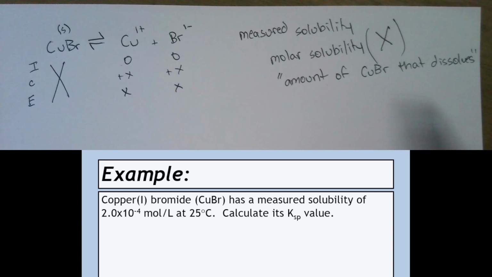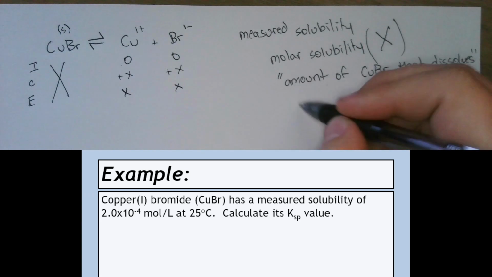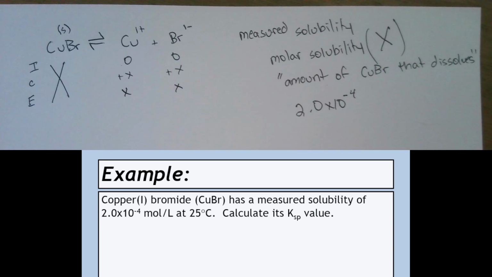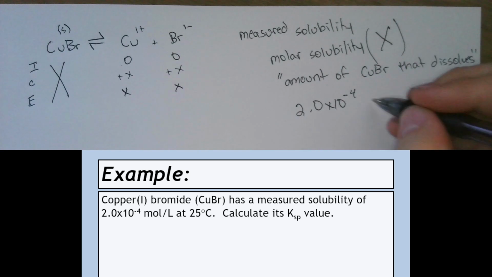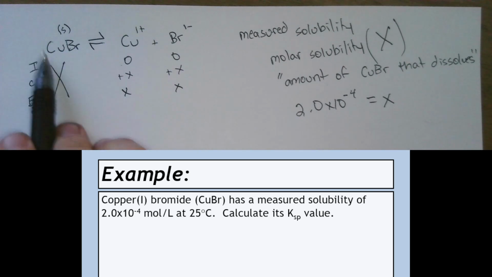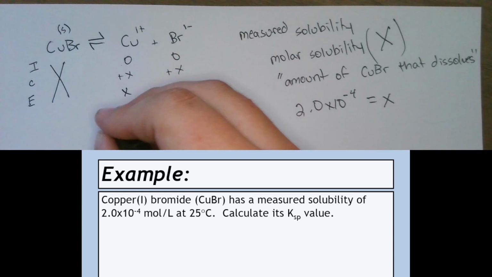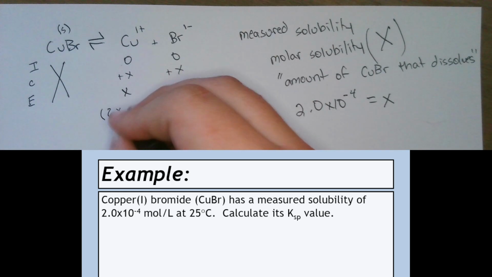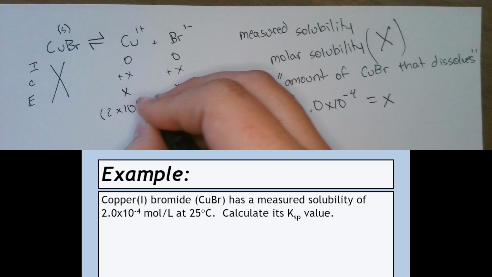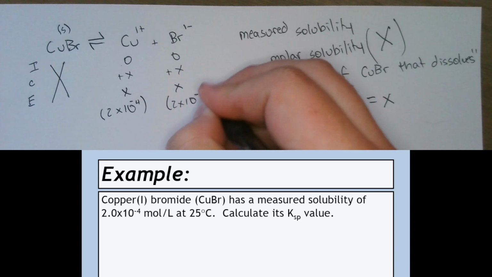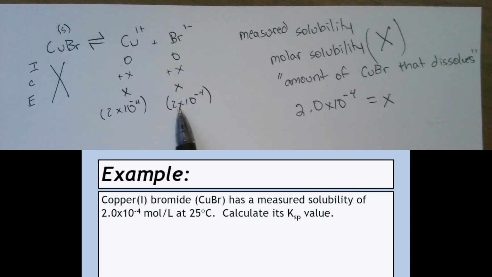So it says in the problem, I have a measured solubility of 2.0 times 10 to the minus 4. That is literally just x. That is the amount that dissolves. So I'm going to plug that into my two things here, and both of these would be equal to 2 times 10 to the negative fourth. That is how much dissolves.